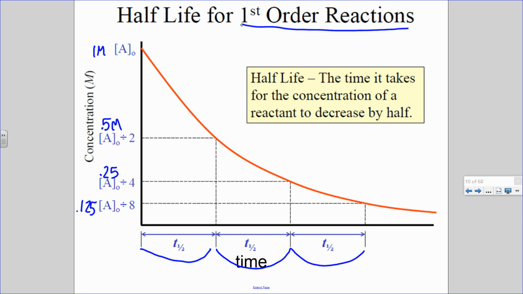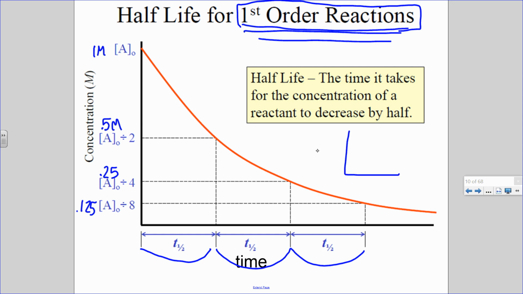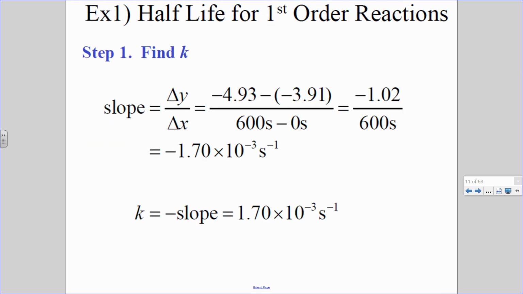So first order, if you see evidence in a data table, now they might not give you a graph like this, it might be a data table with times and concentrations. If you see evidence that there's a regular half-life, it's a first order reaction. That's another way to identify. So now you have 2 ways, a regular half-life and a graph that is the natural log of the concentration. If you have this kind of graph, then it's a first order. If you have a regular half-life, it's a first order reaction.